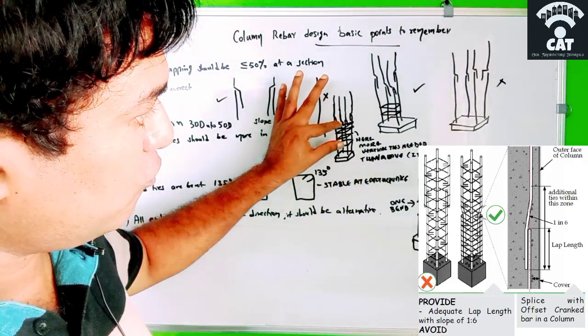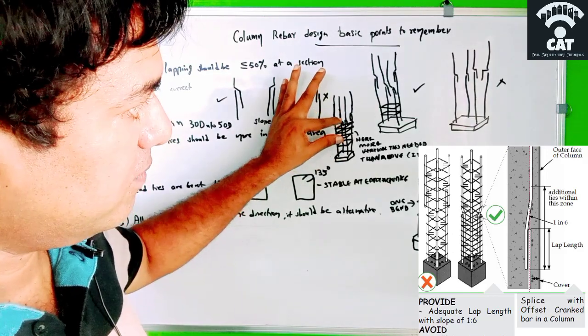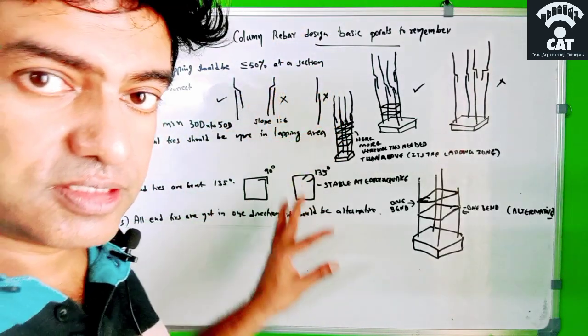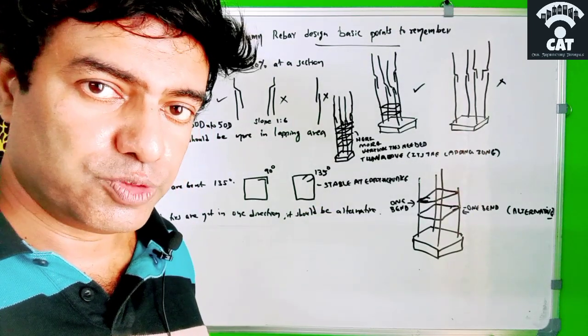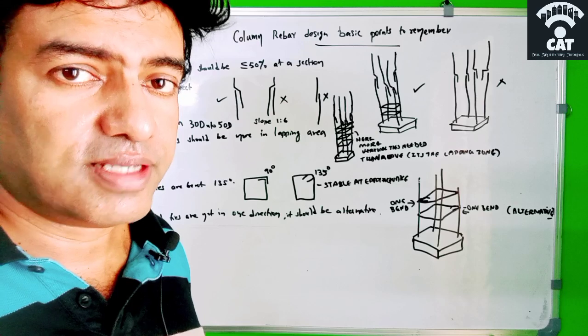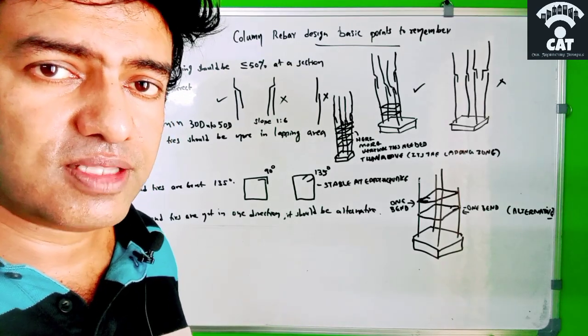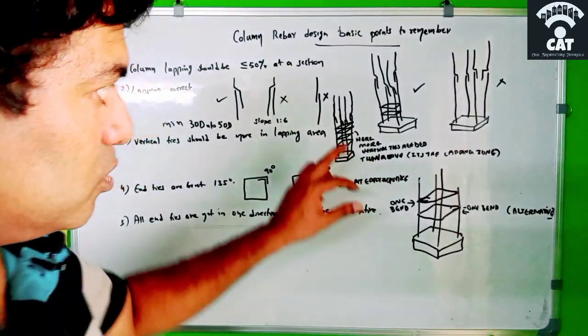So the number of vertical ties in this area will be high when compared to the vertical ties in this area. Understand? And also the spacing between the vertical ties will be less. So when the vertical ties increase, automatically the spacing in between will be very less. That also needs to be considered.